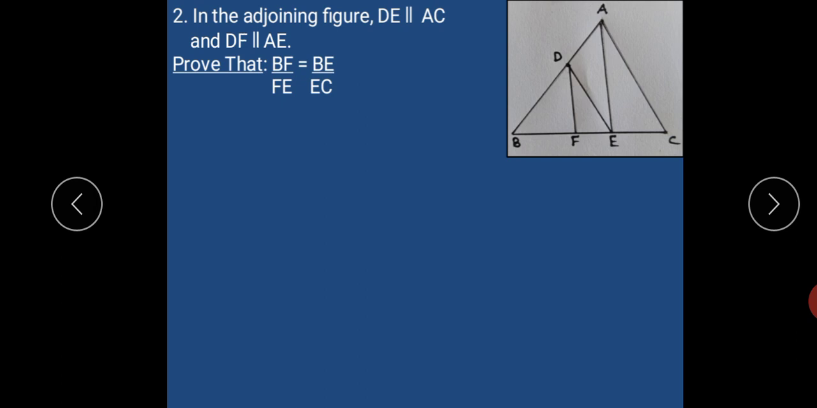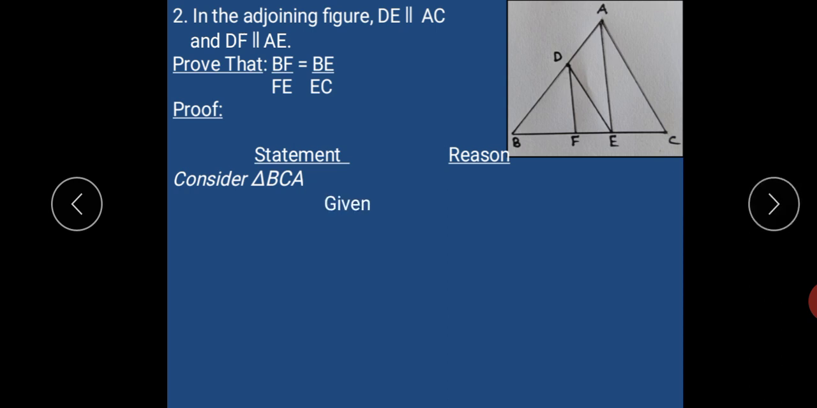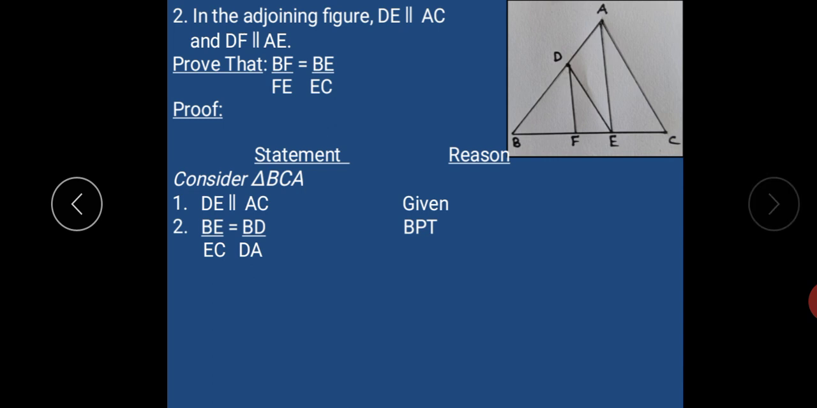Let's go ahead with the BPT straight away. Consider triangle BCA, the total triangle, in which DE is parallel to AC. So BE upon EC is equal to BD upon DA. Let's go to the other triangle. Consider triangle BEA. Kindly do the correction there. It is not BFA, it is BEA.